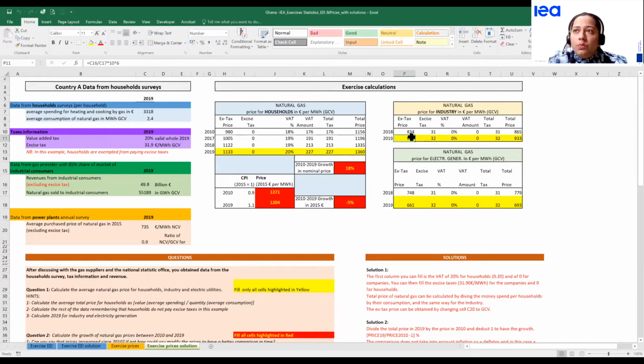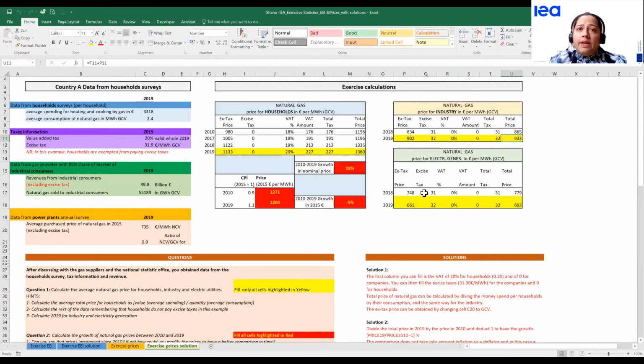So for industry, we have the ex-tax price, we have the excise tax. We know that VAT is 0%, so the VAT amount is 0. You know the total tax is equal to the excise tax, and so your total price is your ex-tax price plus the total tax amount, which gives you 933 euro per megawatt hour.